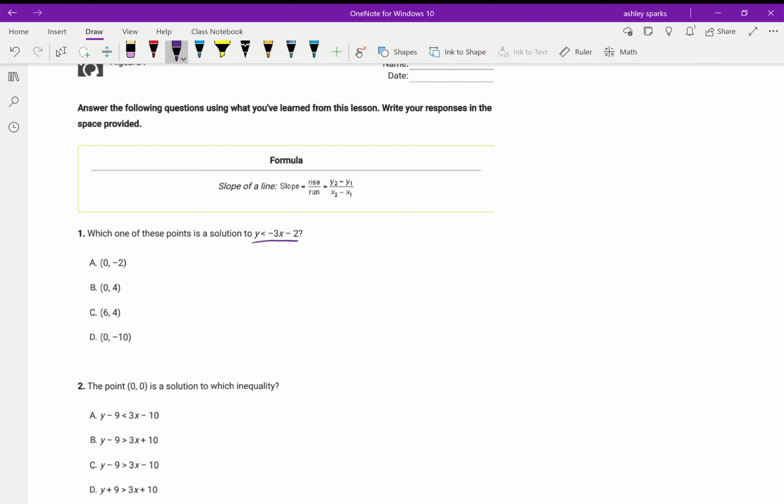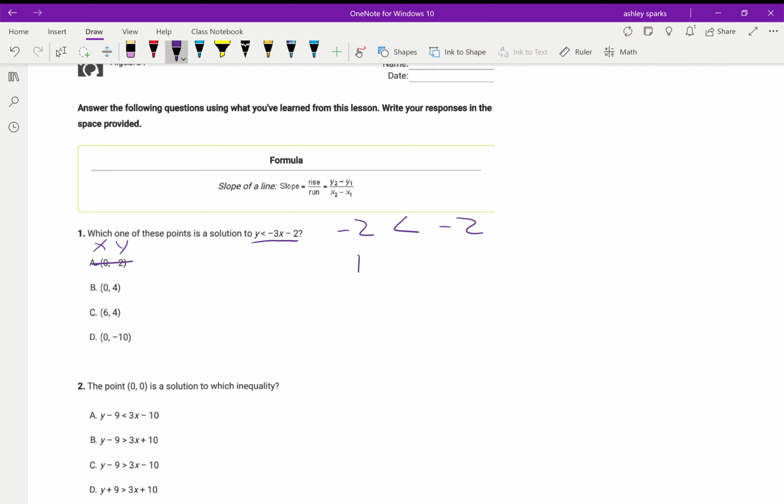So this first one asks, which of these points is a solution to this inequality? What I would do here is just try plugging in your different points. So my first one, I would have, remember x is first, y is second. So negative 2 less than, I'm putting in a 0 for x, negative 2, right? Because x is 0, so it just goes away. Well, negative 2 is not less than negative 2. They're equal, so it can't be A. So let's try the next one.